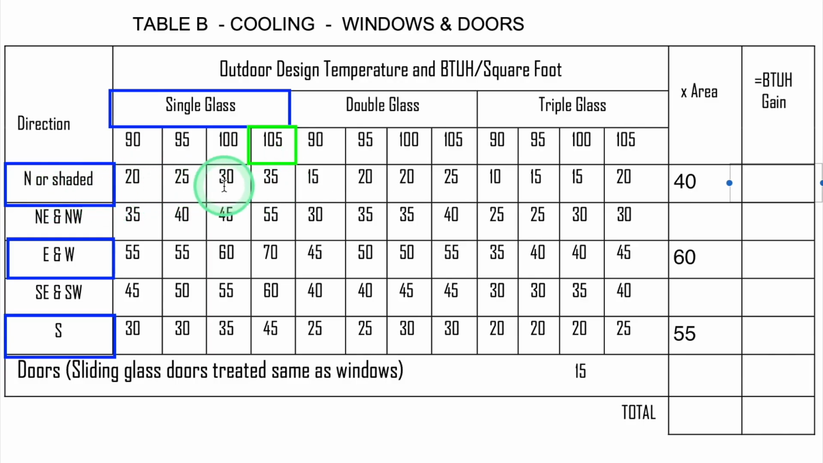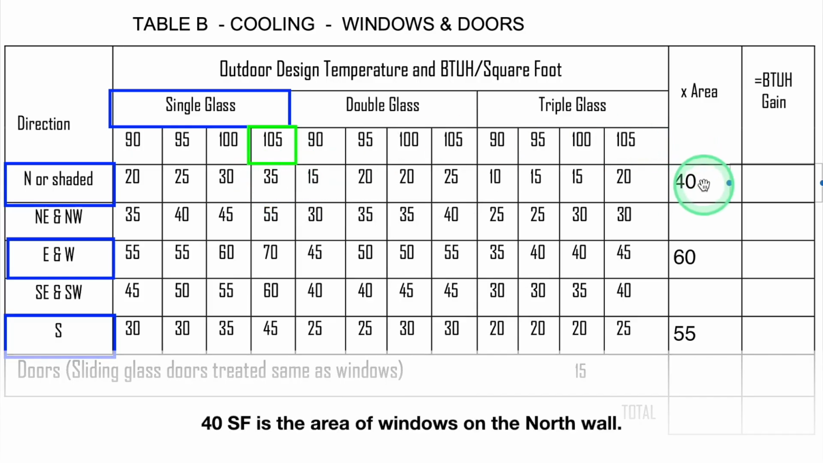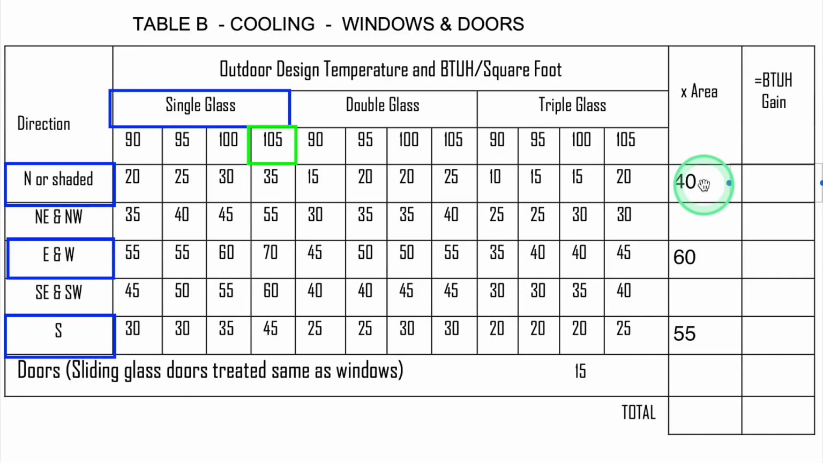So this is going to be our factor. If you follow this along, you'll see that 35 is right under 105 and the north facing windows. So 35 is our BTU factor for every square foot. So we're going to go 35 times 40. So let's do that now in our calculator. 35 times 40 equals 1400. So we're going to enter 1400 right here.